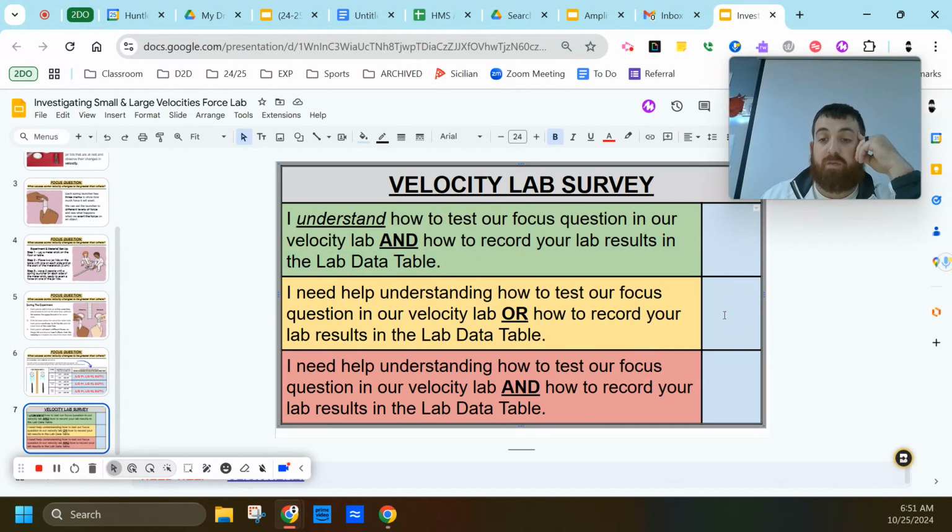If the answer is yes, put it in green. If one of those things is confusing, yellow. If both, red. If you have questions, reach out. Otherwise, good luck with the lab.